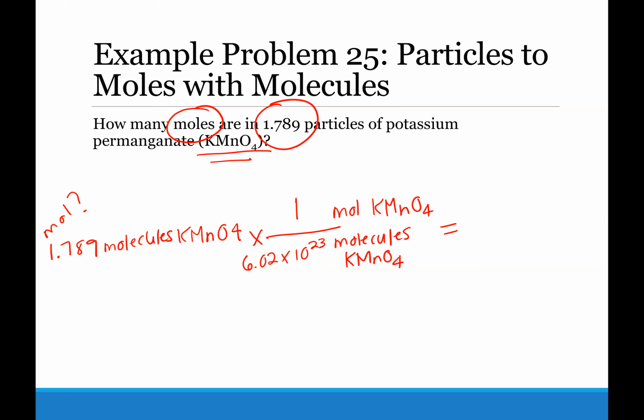So in your calculator, 1.789 divided by 6.02 times 10 to the 23rd is 2.97 times 10 to the minus 24 moles of KMnO4 or potassium permanganate.